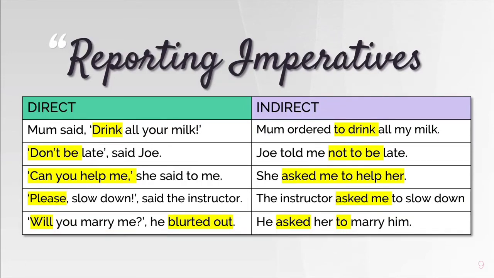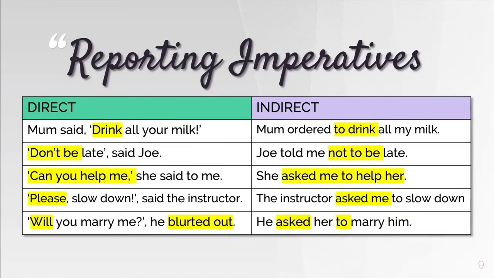Let's take a look at the second example. Don't be late, said Joe. Again, pay attention because I am reporting. So I would say, Joe told me not to be late. And since it's a negative imperative because he said don't be, I would say not to be late. So I would use not plus the infinitive of the main verb, to be late.